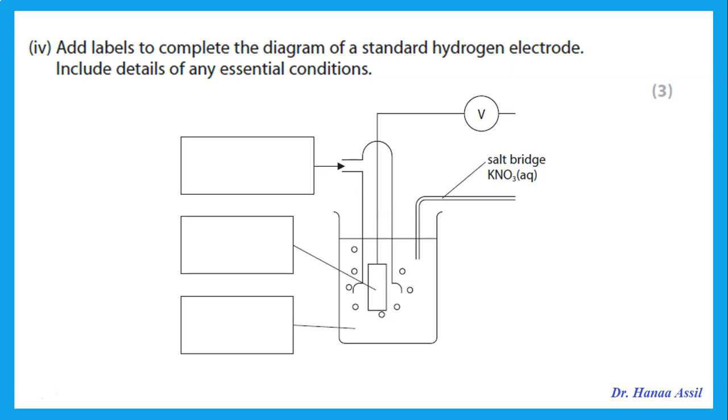Add labels to complete the diagram of a standard hydrogen electrode. So, for the standard hydrogen electrode, what do we have? We should know that what is going in there is hydrogen at 100 kilopascal and 298 Kelvin or 25 degrees Celsius. That middle box is pointing to the platinum electrode, and the solution in there is 1 mole per decimeter cubed of a strong acid. So it's 1 mol dm⁻³ of HCl or sulfuric acid.